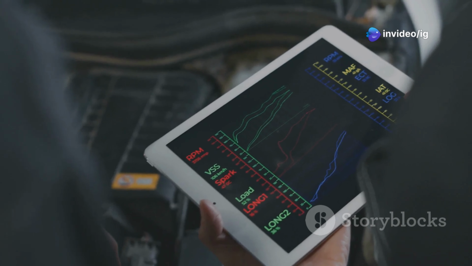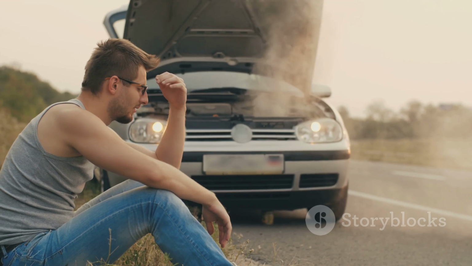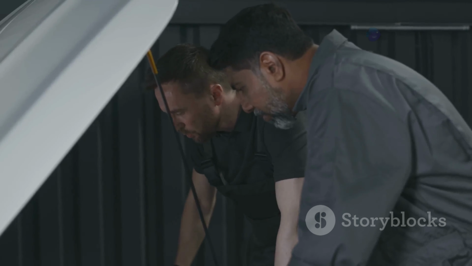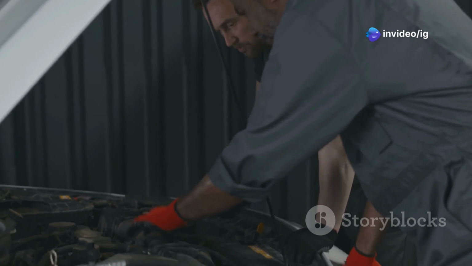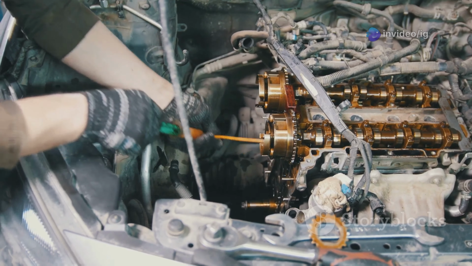Common symptoms of P0399: check engine light, CEL, on, intermittent stalling or hesitation while driving, engine misfires or rough idling, poor acceleration and reduced power, increased fuel consumption. If you're experiencing these issues, the next step is to locate the camshaft position sensor.